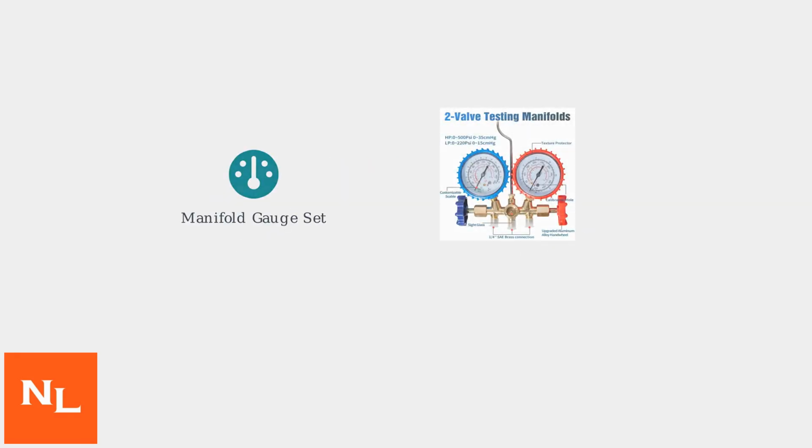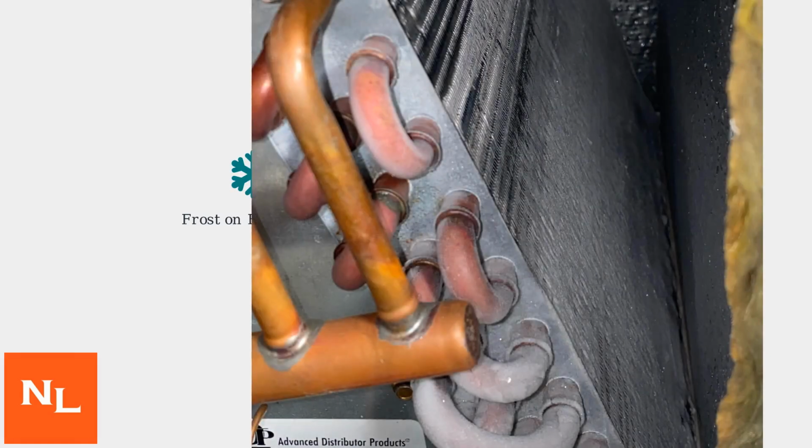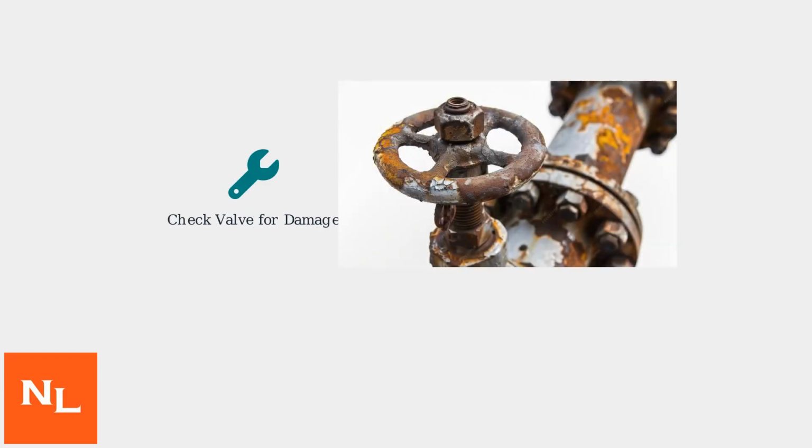When diagnosing a potential expansion valve issue, start by checking refrigerant pressures with a manifold gauge set. Look for significant deviations from normal operating pressures. Inspect the evaporator core for frost buildup. Also, examine the valve itself for any visible signs of damage or corrosion.